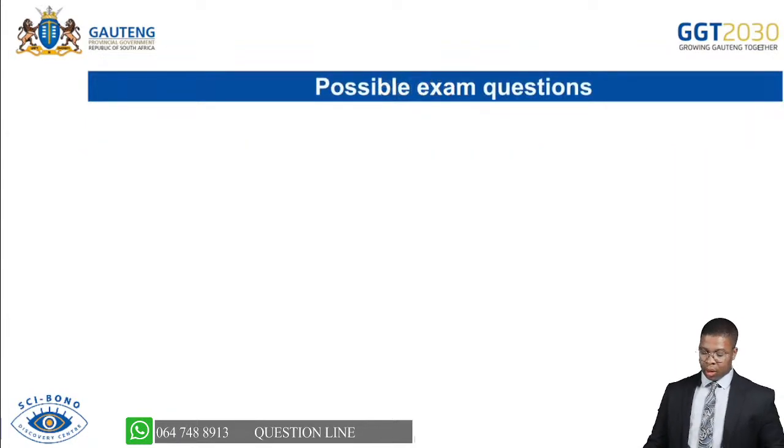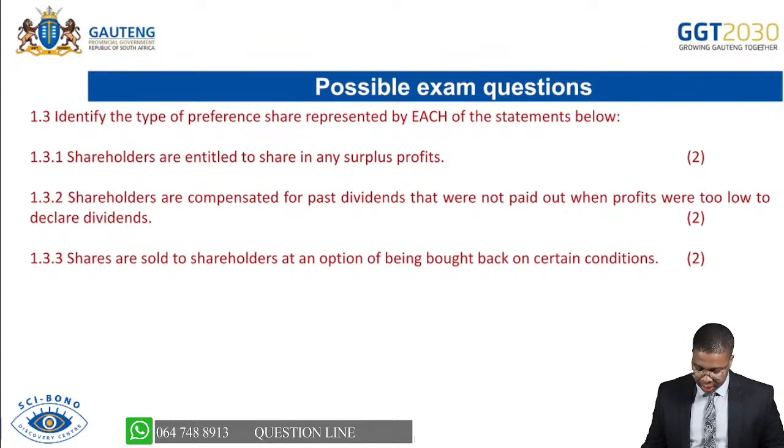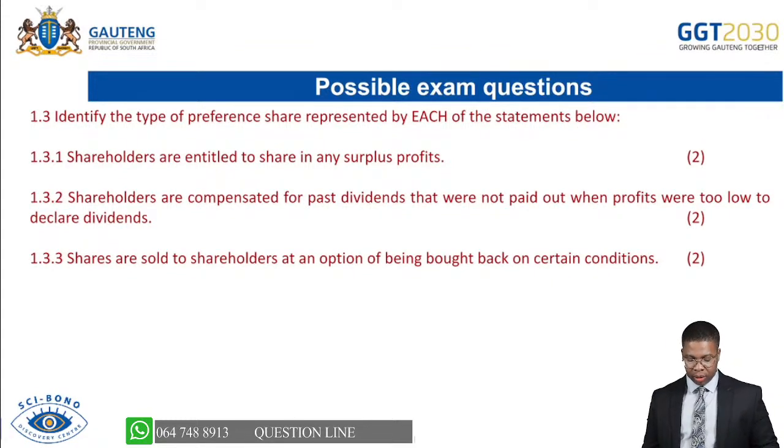Then as we proceed, we also have another type of question. This is on investment security. Identify the type of preference share represented by each of the statements below. We have 1.3.1 to 1.3.3. Shareholders are entitled to any surplus profit. What type of preference share is that?